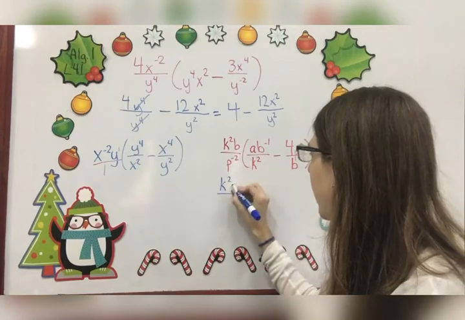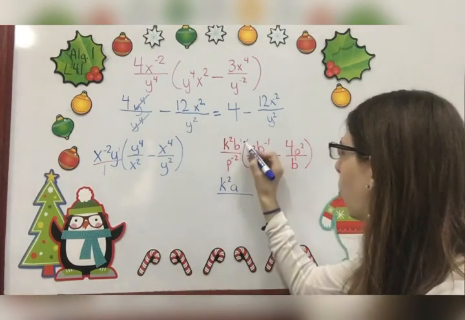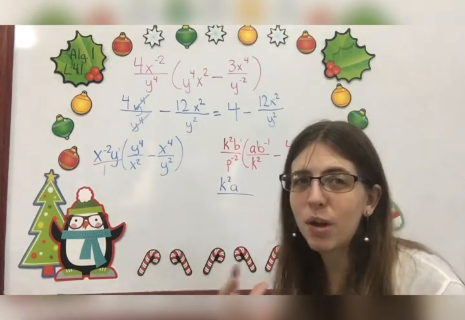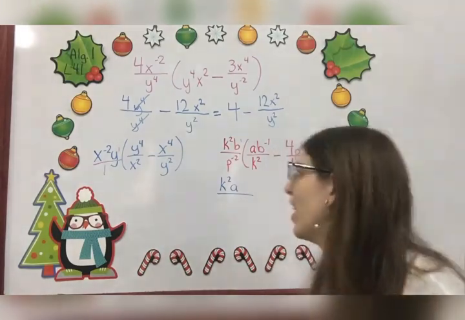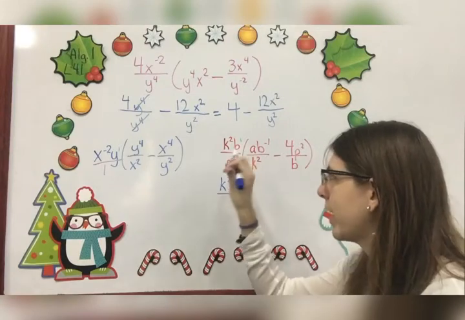No other a's, so a stays the same. B, remember this would be a 1, so 1 plus negative 1. What's 1 plus negative 1? That's basically 1 minus 1, which is a 0. So my b canceled out, and that's it. I have no more b's right here.